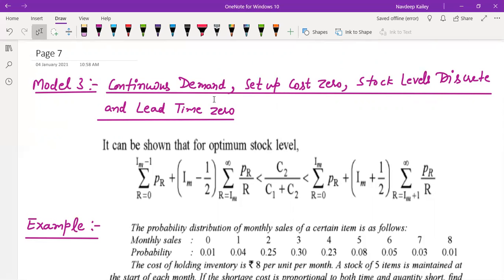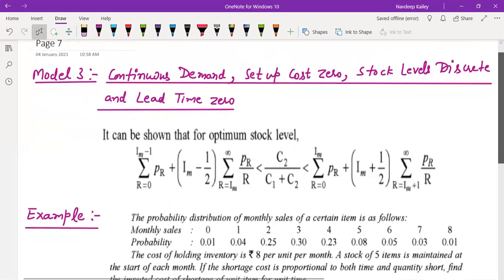After derivation, we will easily get that the optimum stock level in this type of model is given by this condition. For better understanding, I am going to discuss one example of this type of model, in which demand is continuous and stock levels are discrete.